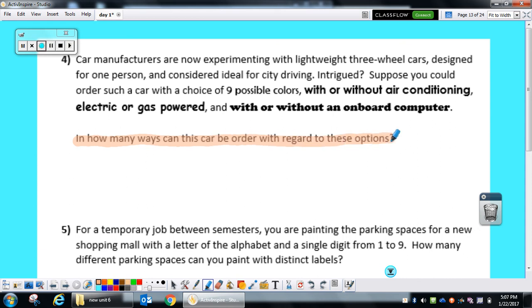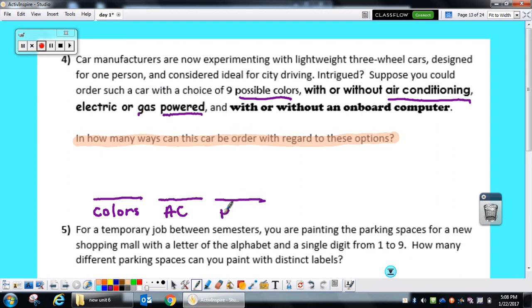Okay, so I'm going to go through and set your categories up for you. Your first category is the colors. So I'd put a little line for colors. Your second category is air conditioning. Third category is power. And then your fourth category is computer. Alright, so the color is pretty easy to see the options. You can have 9 different colored options.